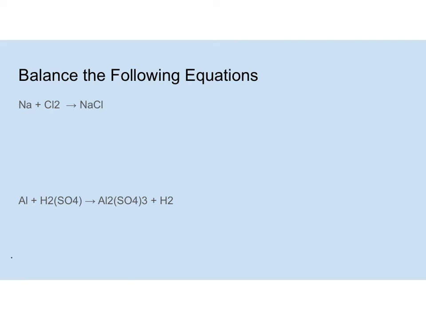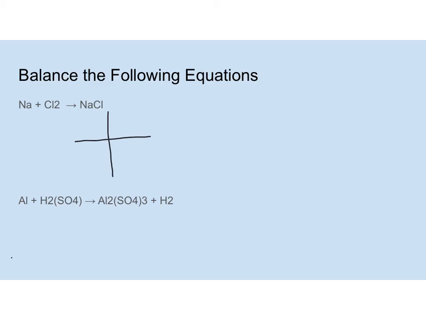All right. So we have Na plus Cl2 leads to NaCl. And if we look, this is not balanced. Now, how we're going to balance this, I know this is a very simple one that you could probably do by looking at it, but I'm going to explain the process here. This is what you would do to balance it.